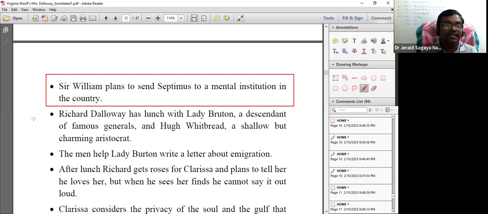Okay, and then you find Richard Dalloway பத்தி ஒரு சில information இருக்கு. What are the informations? Richard Dalloway had lunch with Lady Bradshaw. Who is Sir William Bradshaw? Second doctor. He is a psychiatrist, second psychiatrist, and he is married to a lady called Lady Bradshaw. And this Lady Bradshaw, she was the descendant of a famous general. And there was yet another friend by name Hugh Whitbread, a very great but shallow thinker, and also a charming aristocrat.